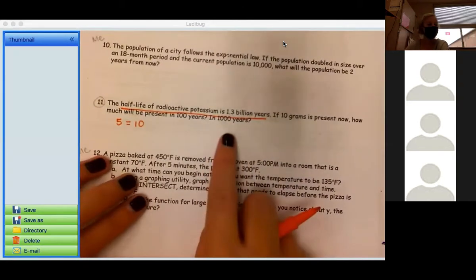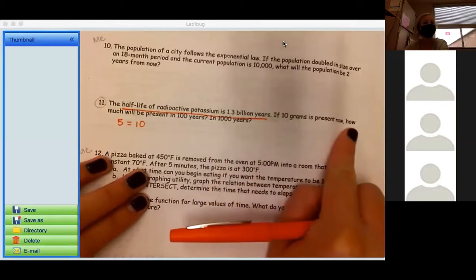So if 10 grams is present now, we actually can't use that yet. Does anybody want to tell me why?